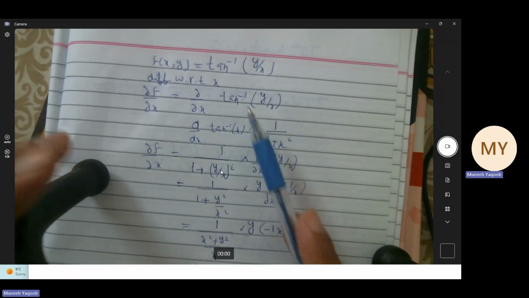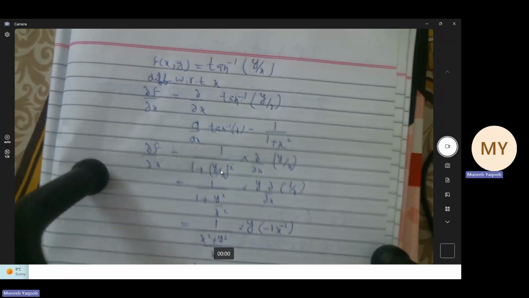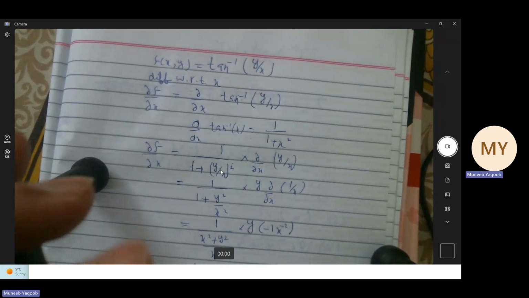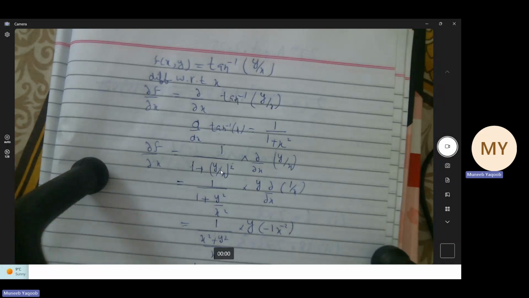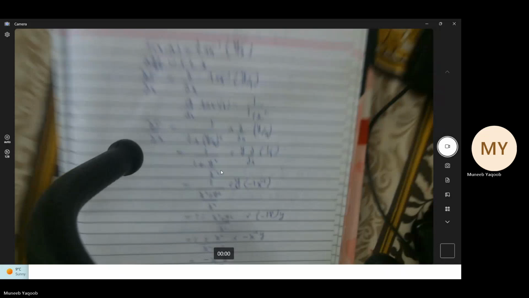Okay. So now if we want to solve the derivative of the same function f with respect to y, so what we will do, let me just write the question again.